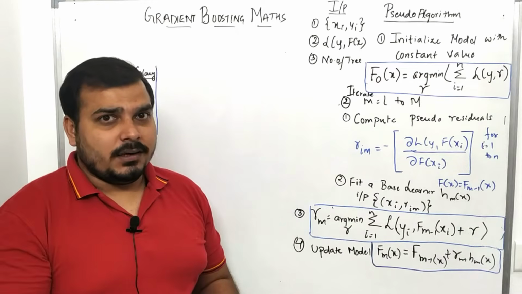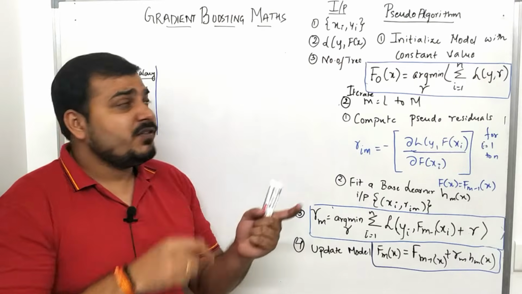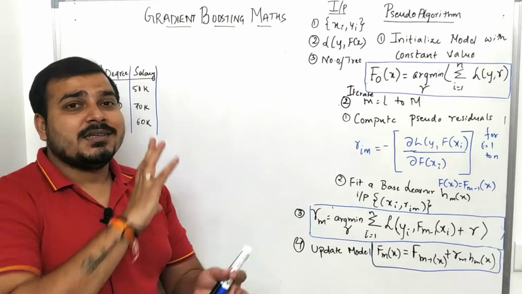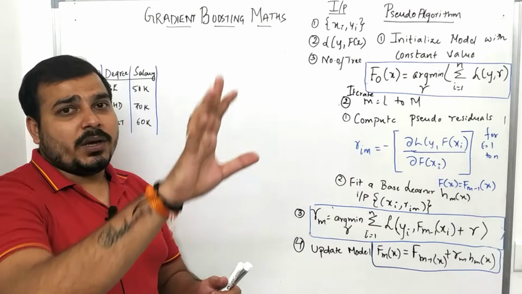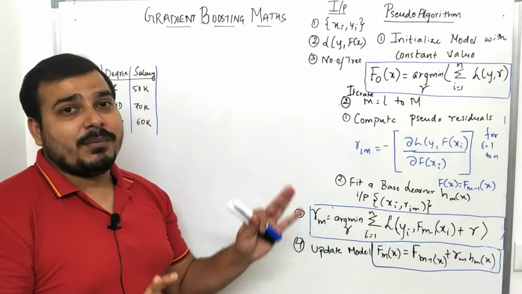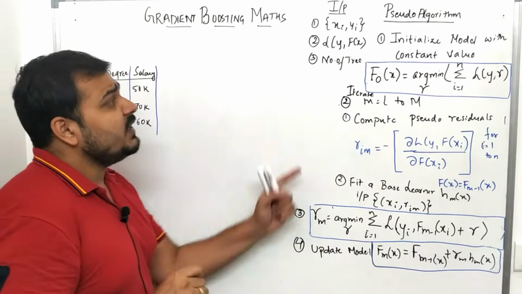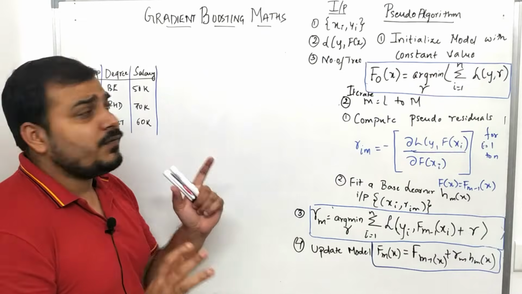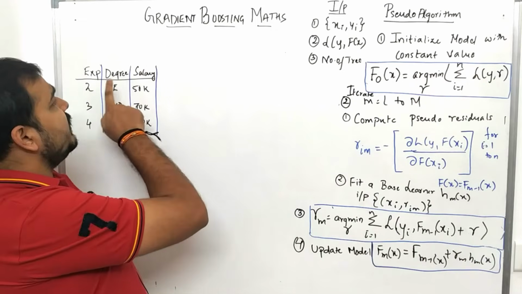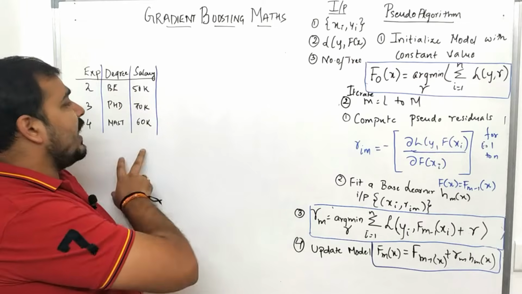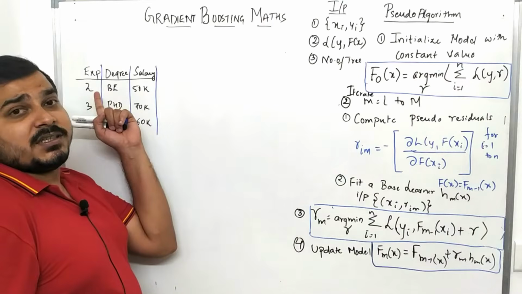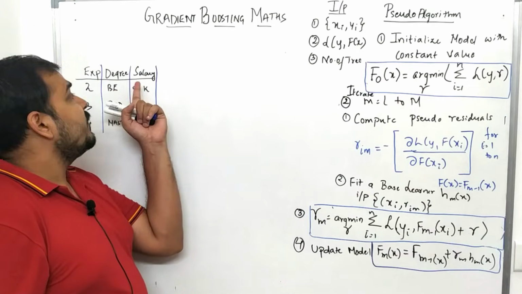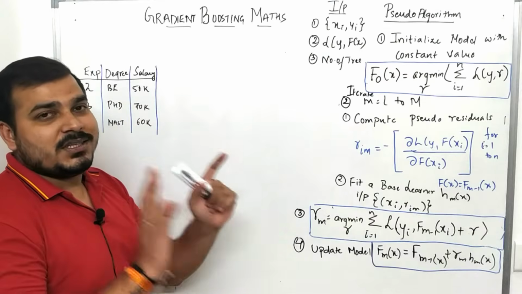So let's begin. With respect to my previous video on gradient boosting, we had discussed how gradient boosting works, and now we'll try to follow the mathematical things. First of all, I have a data set over here: experience, degree and salary. Based on that, I have 3 records. My independent features are experience and degree. My output feature is salary. So this we are considering.